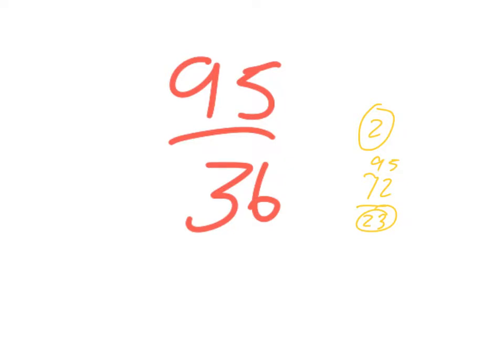And since we could do 2 times, so we're going to put 2, and then 23, and we're going to keep the denominator, so 36. So 2 and 23/36 is your mixed number. 95 over 36 is your improper.